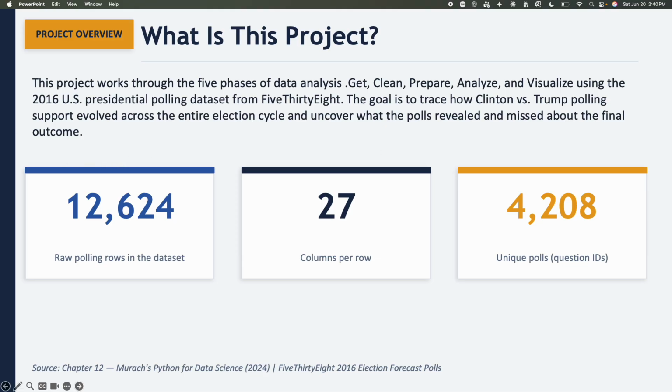The data set comes from 538, with 12,624 rows spread across 27 columns. For this project, I walked through the standard 5 phases of the data analysis pipeline, which are get the data, clean it, prepare it for analysis, analyze it, and then visualize the result. Each phase has its own section in my Jupyter notebook.